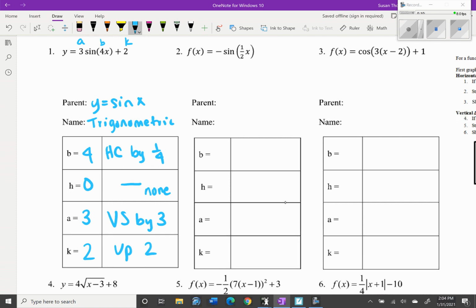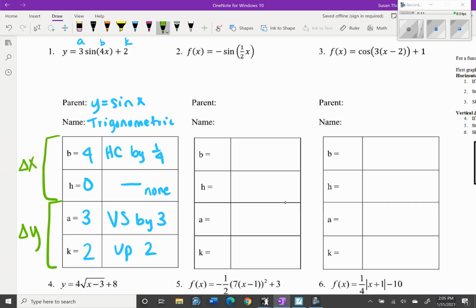So again, we're just practicing writing out the steps because this is going to be helpful for when we are going to graph these on the next notes. So remember, this is the change in your x's, and a and k are the change in the y's. So remember that the b and the h are always opposite thinking. So that 4 you might think is a horizontal stretch, but remember it's a horizontal compression.